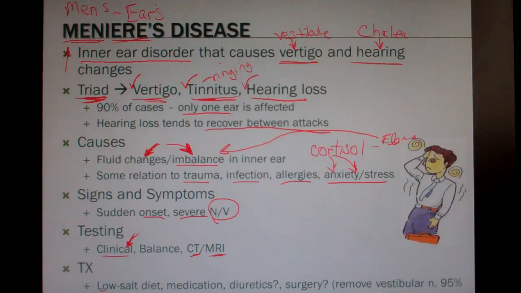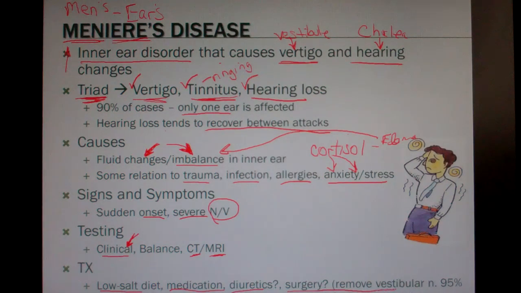Okay, so that makes sense why you would treat it with a low salt diet, because salt, of course, sucks water into it, and you don't want to have too much fluid in there because of that. There are medications that you could take. Again, maybe they're diuretics or something like that, which is what's here.